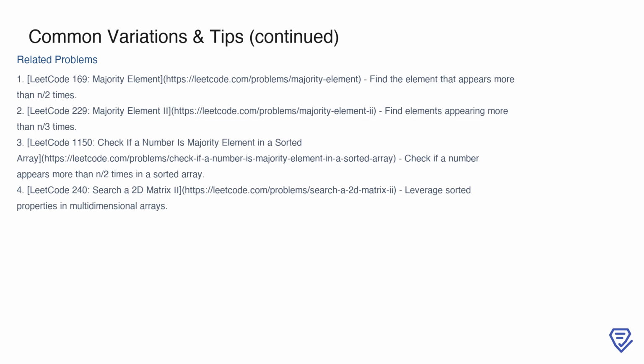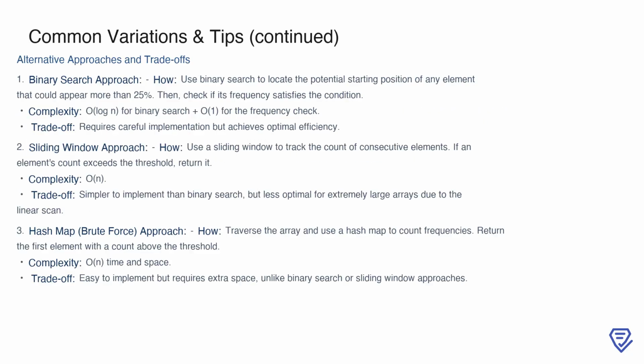Another related problem is LeetCode 1150, Check If a Number Is Majority Element in a Sorted Array, where you determine if a given number appears more than n/2 times in a sorted array. This problem emphasizes working with sorted arrays, making it highly relevant here. Lastly, LeetCode 240, Search a 2D Matrix II, deals with leveraging sorted properties in multidimensional arrays. While the context is different, the problem-solving techniques share common themes, such as optimizing for efficiency by taking advantage of sorted data.